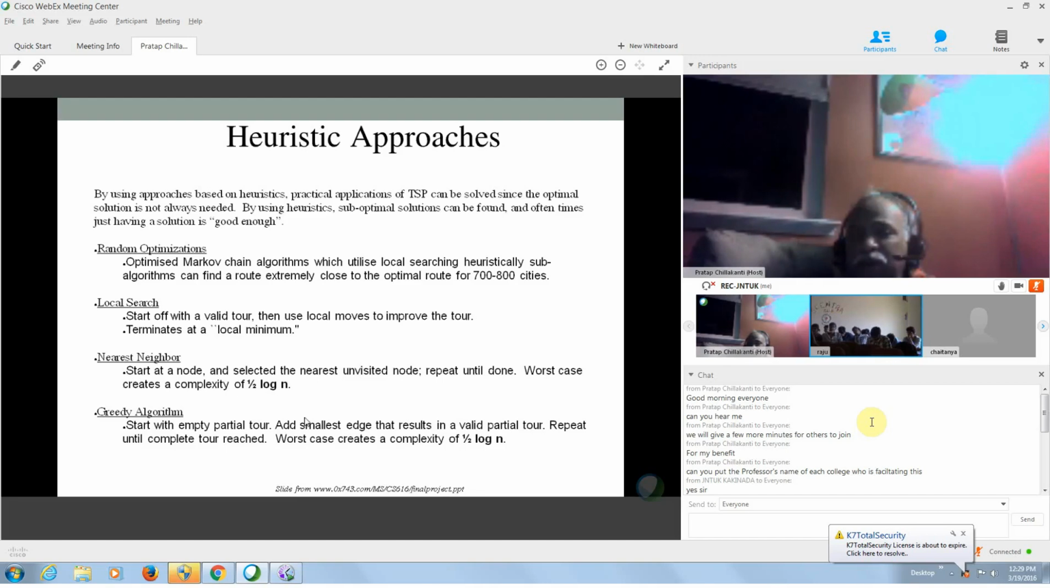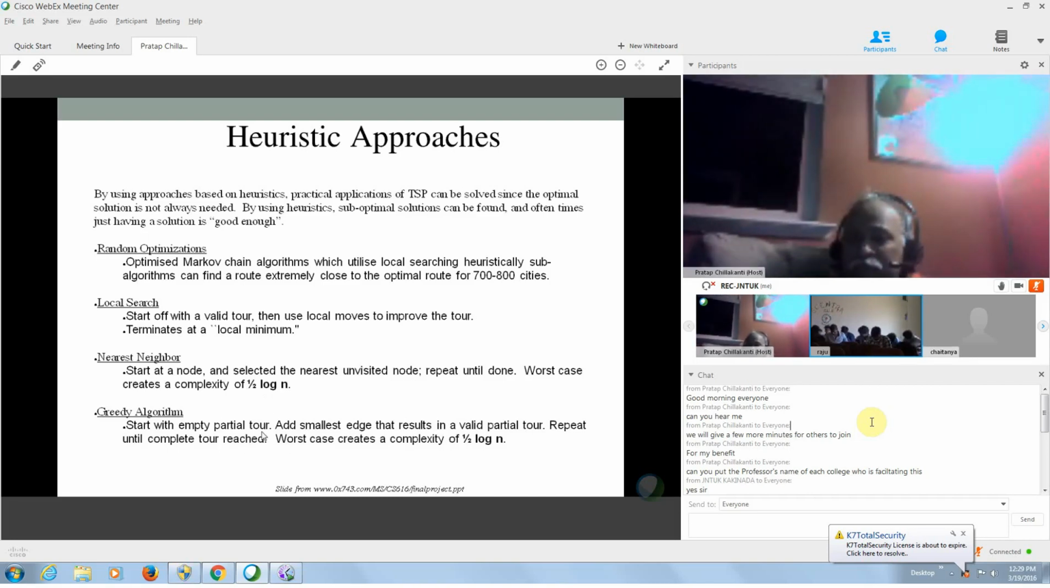tour, right? So we say, okay, select the nearest unvisited node. And from there you select that one. It doesn't matter where you start. Start somewhere. The idea is to cover all the nodes once. Okay. The complexity is half log n for that.